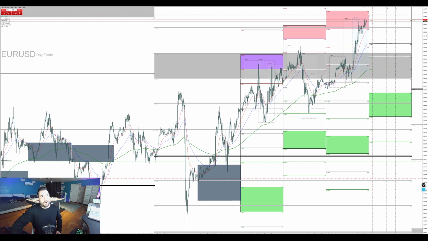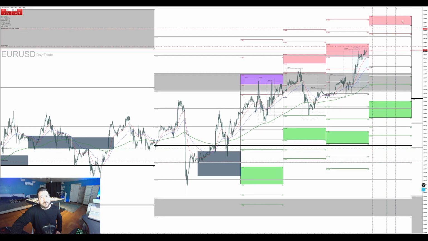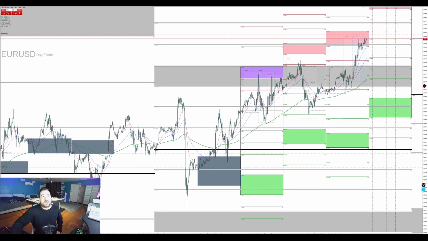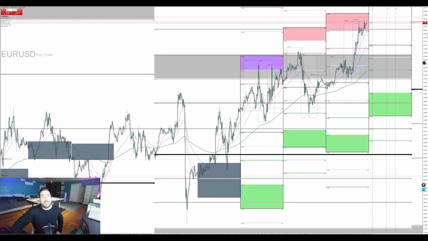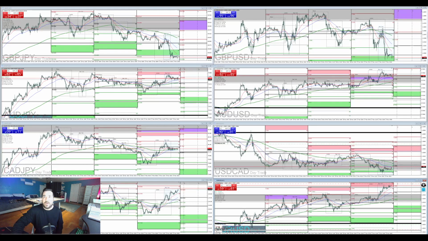I do have a target up here. However, I am going to have to raise it up to here, and I can't do it until the market opens in another 5 more minutes. So that's going to be one of the first things I do. And let's go ahead and take a look here at the swing trading. We have about 5 minutes left.